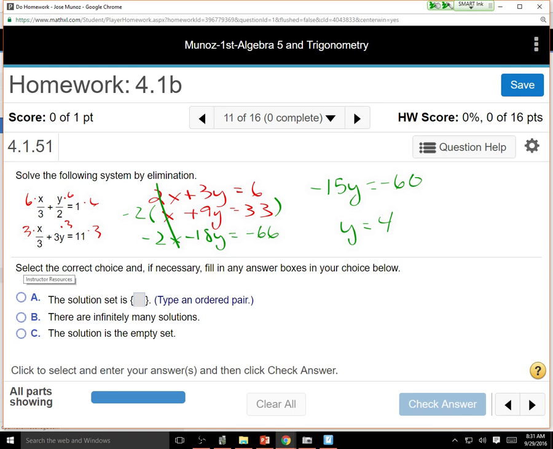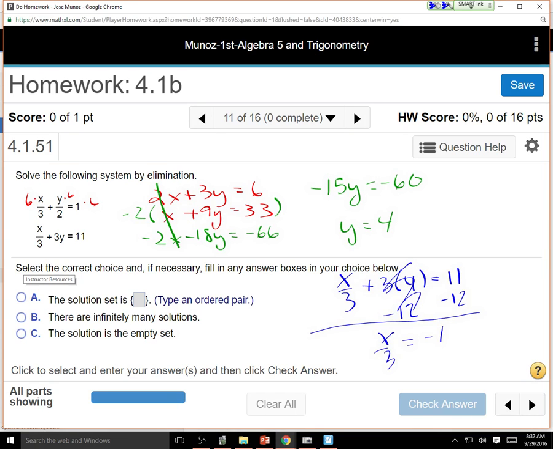Okay. Now I'm going to get x, and I'm going to use the bottom one because it's got less fractions in it. Okay? So I'm going to use blue this time. So x thirds plus 3 times 4 is equal to 11. Everybody see that that's just 12, right? So I'm going to subtract 12 from both sides. That's 0. So x thirds is equal to -1. What's the opposite of dividing by 3? Multiply by 3. So x is equal to -3. So there's one, and there's the other. And remember, put it inside a parenthesis.